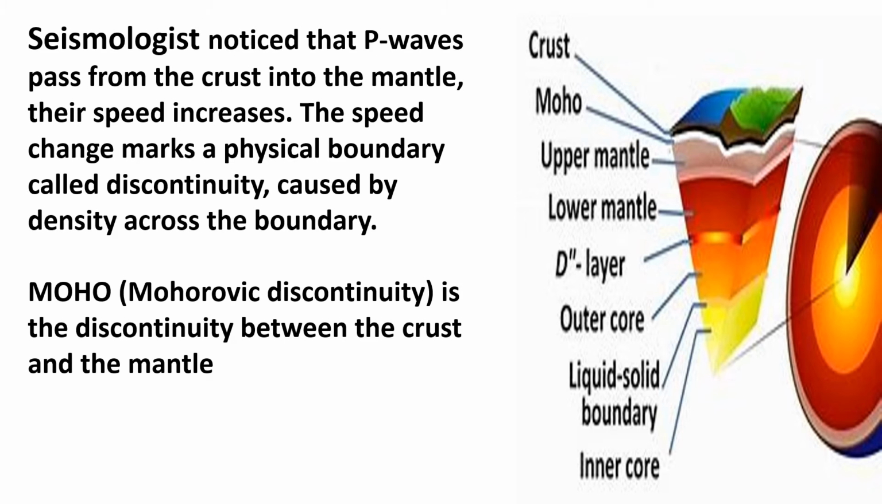Now you can see where is the inner core, the liquid and solid boundary where the S wave cannot pass through. While the P wave, of course, whether it is a solid or a liquid, it can pass through. Okay, so that is how the seismic wave works on the Earth's interior.